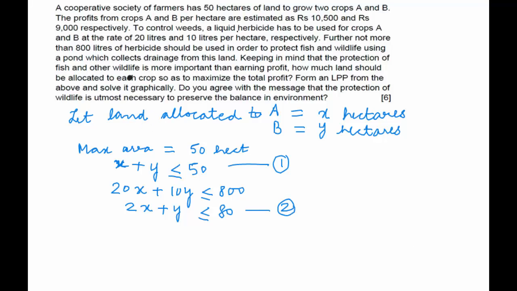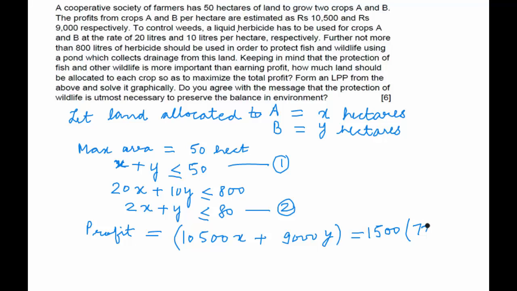The next equation that we can form is of the profit. So we say that the profit is going to be 10,500 into x for crop A plus 9,000 y for crop B. So we can also write it as 1500 times 7x plus 6y. We have to maximize this particular quantity.